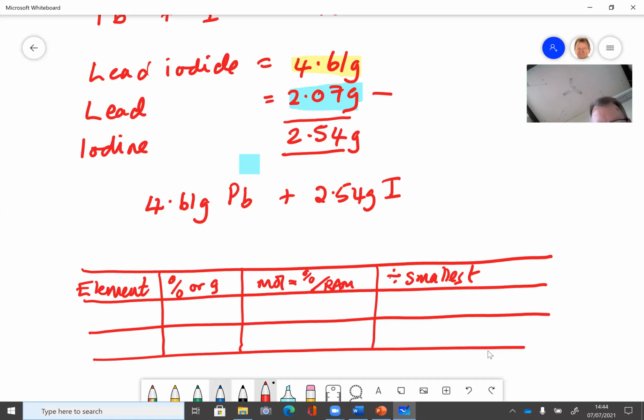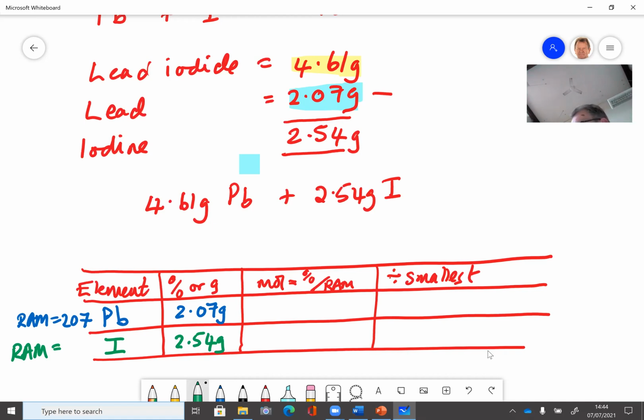So in this case, now I have lead, and in my lead up there, I know I had 2.07 grams. When I look on the periodic table, I find that the RAM of lead is 207. This is why I picked this number. I know that my iodine is 2.54 grams. And I know that the RAM of iodine is 127.